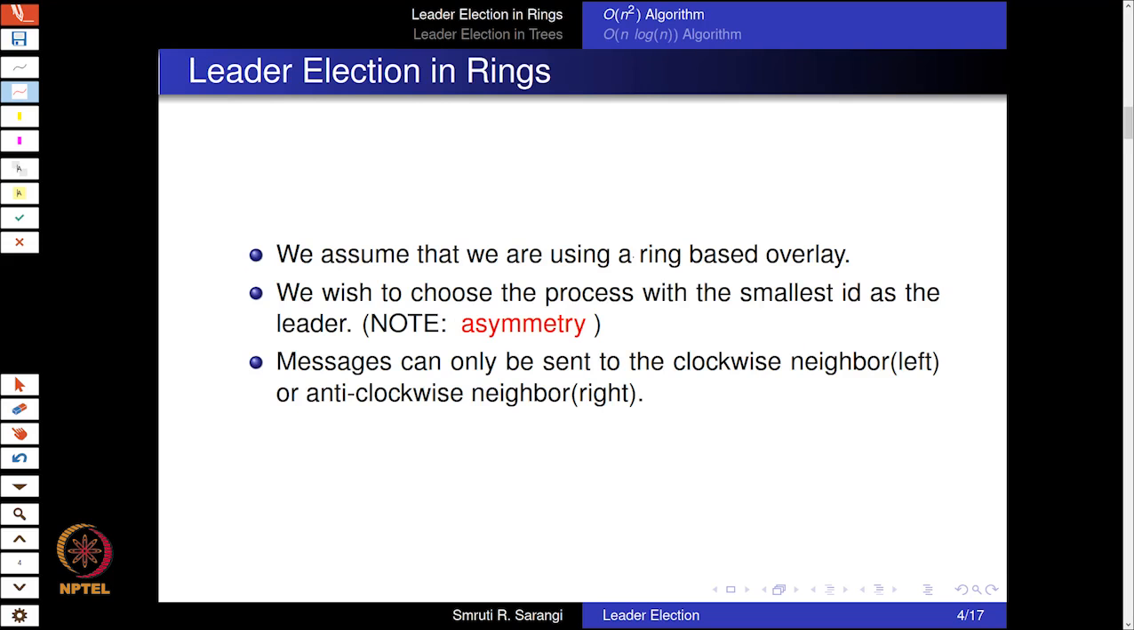In a ring based overlay, the idea is that we need to choose the process that has the smallest ID as the leader. Of course there is an asymmetry. In a sense, we are saying that a node with a large ID, or not the smallest ID, cannot be the leader, but that's fine. In any distributed algorithm, there is some asymmetry. If you do not have asymmetry, there is a classic theorem which says that you actually cannot make progress. I'll explain with a simple example.